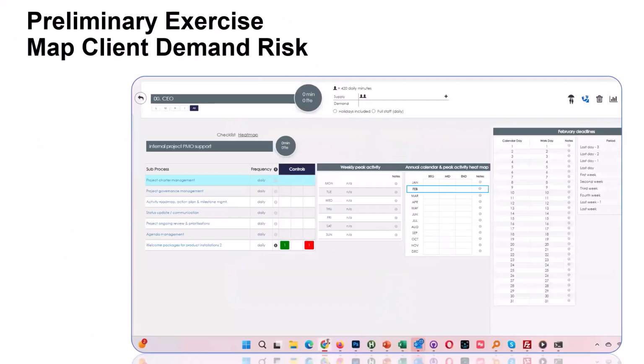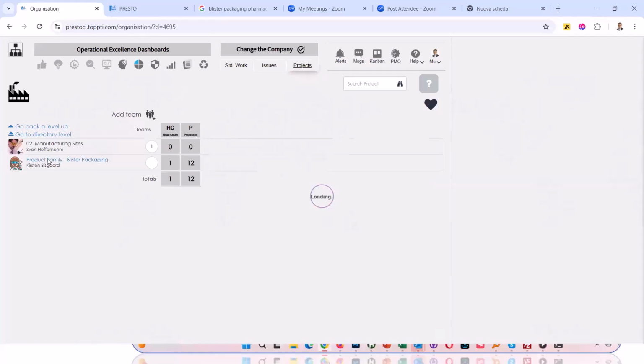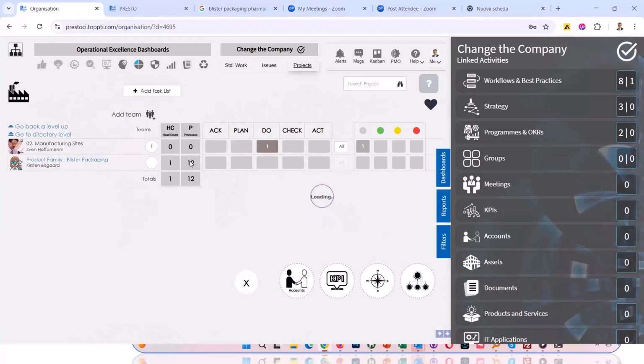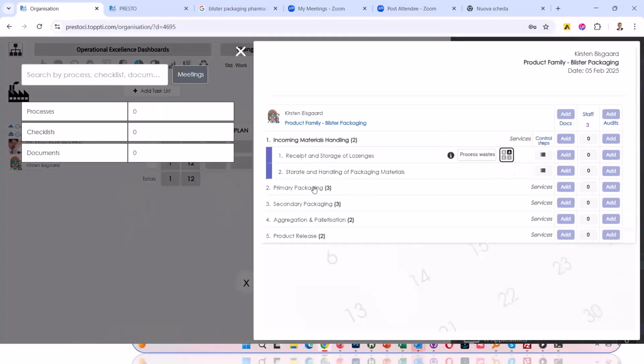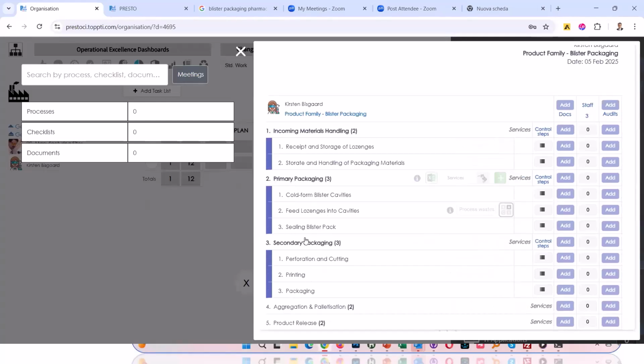First exercise, before we even go into the 6M exercise, is a preliminary exercise where we're going to map client demand risk. This is a super easy to use feature in Presto that adds immense value, especially when you're getting new people into the system. So here we are. I'm going to go up a level. We're working on the product family blister packaging. We're going to have a look at Kirsten's 12 blister packaging processes that she's given us. As you can see, she's doing incoming materials, primary packaging, secondary packaging, aggregation and palletization, and product release.